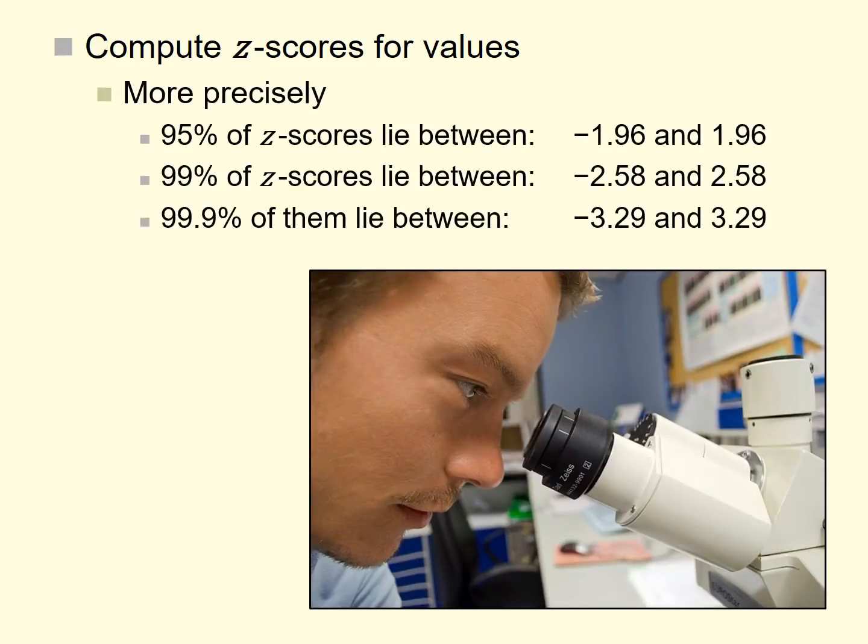If we want to be a little bit more precise about this, we can say that 95% of the scores in our data set should fall between about negative 1.96 and positive 1.96. 99% of the scores should fall between negative 2.58 and positive 2.58, and just about all of them should fall between about negative 3.29 and positive 3.29.